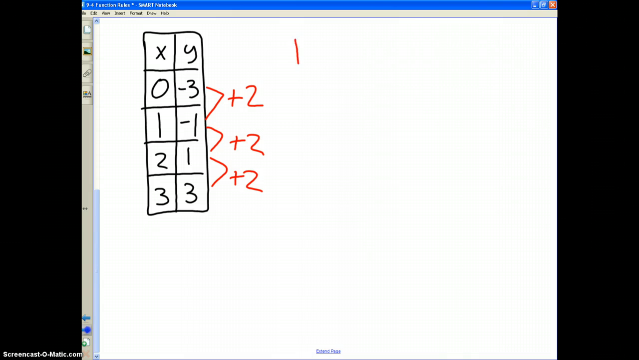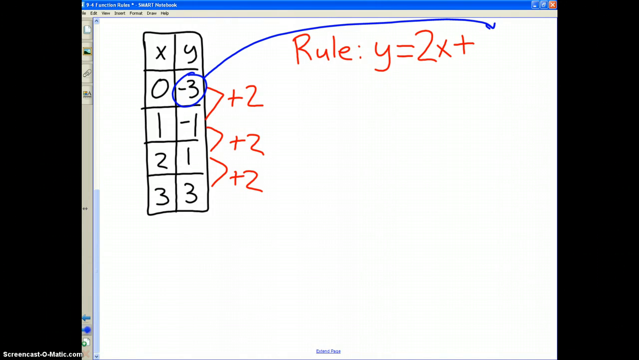So our rule is going to start off with y equals 2x, and then we're going to add our first y term again, bring that over here, and it's actually a -3. So y equals 2x plus a -3, and that looks a little silly, so let's rewrite that again.